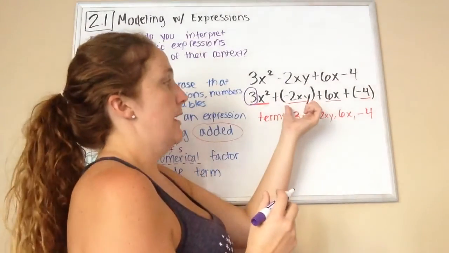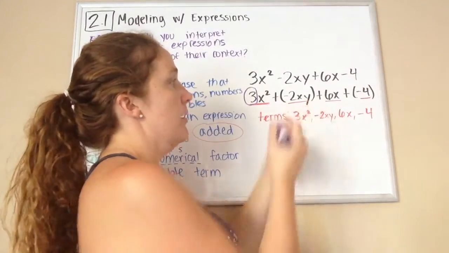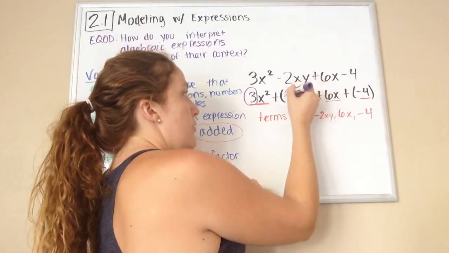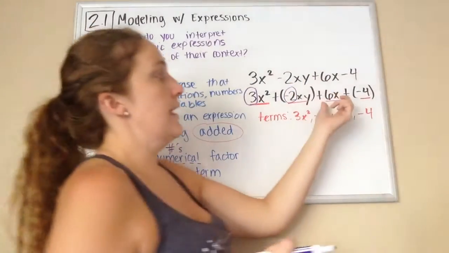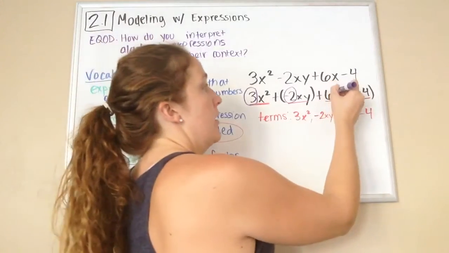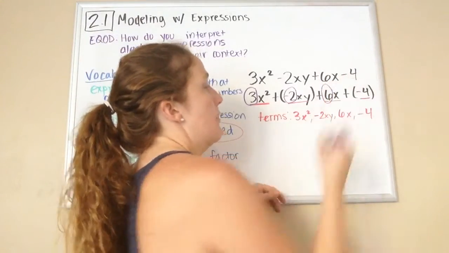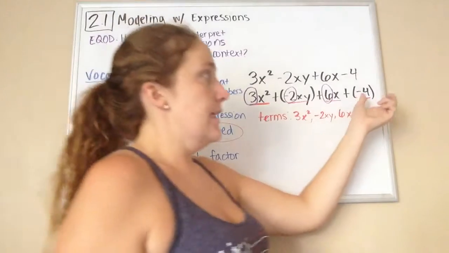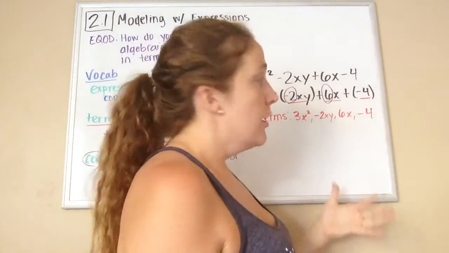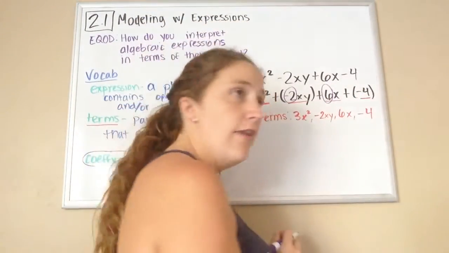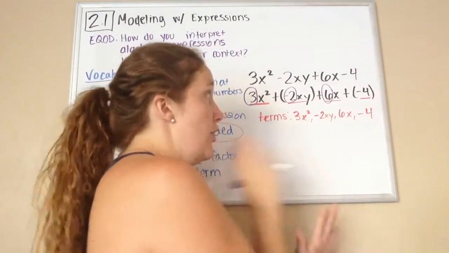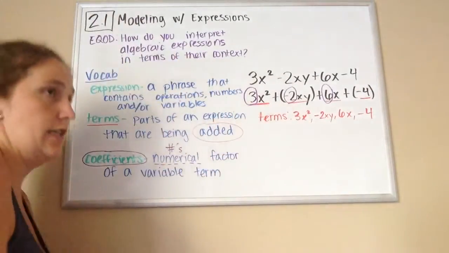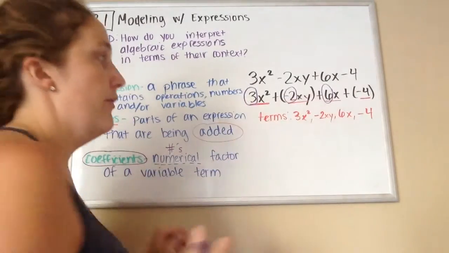Now let's look at the next one. We're looking for a number attached to a variable. We've got our negative 2. If we look at this next one, we're looking for the number attached to the variable, that's 6. And then this last one, you're like, okay, negative 4. But if you look, there's actually no variable here. There's no variable in this last term, so there's no coefficient there. That does not count as a coefficient. So there's only 3 coefficients.